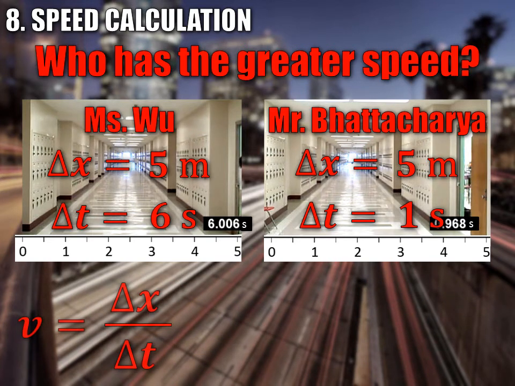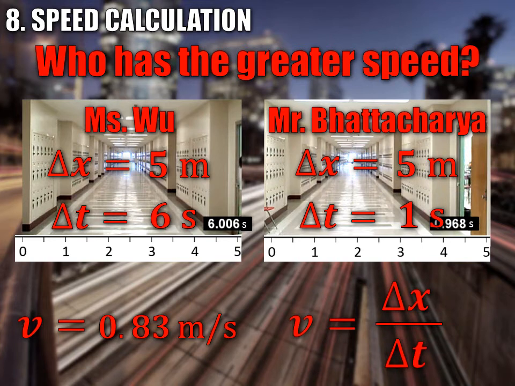So let's go ahead and actually calculate the speeds and definitively prove that Miss Wu's velocity was less than Mr. Bhattacharya's. The formula for average velocity is the change in position over the change in time. So we have a 5 meter change in distance and a 6 second change in time. If you do this, you get 0.83 meters per second for Miss Wu's velocity. And Mr. Bhattacharya's average velocity over that 5 meters is the same formula, his change in position of 5, his time of 1 second, and we get a speed of 5 meters per second. So now you can very clearly see, without any question, Mr. Bhattacharya was faster. His speed was almost 5 times greater than Miss Wu's.